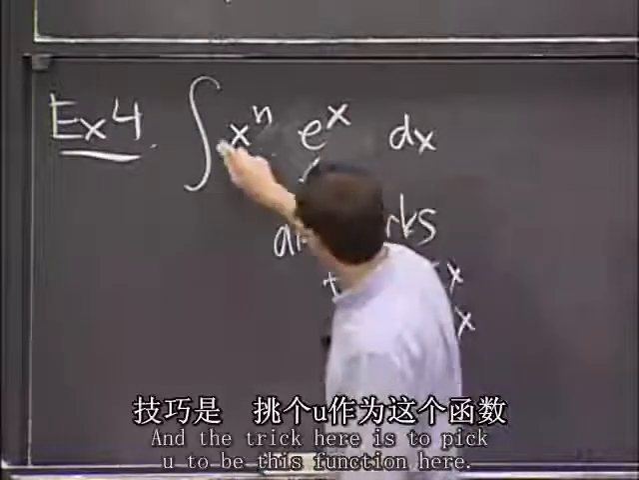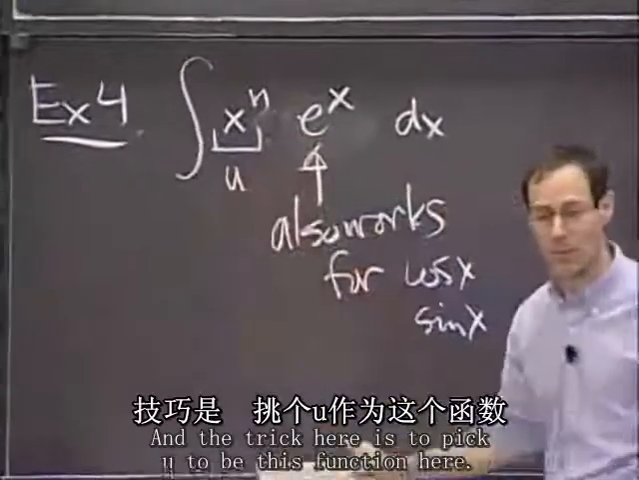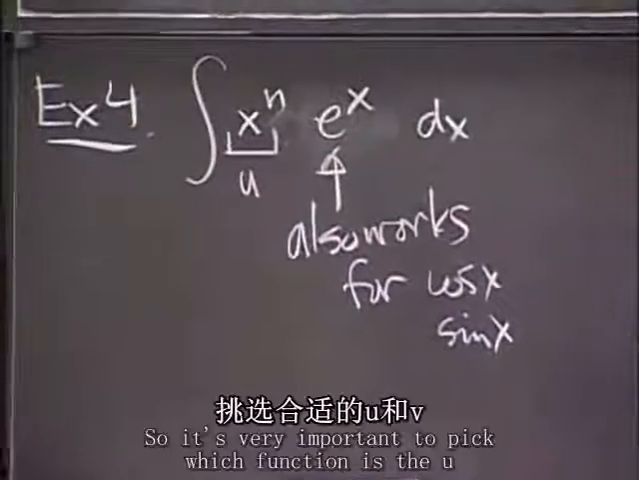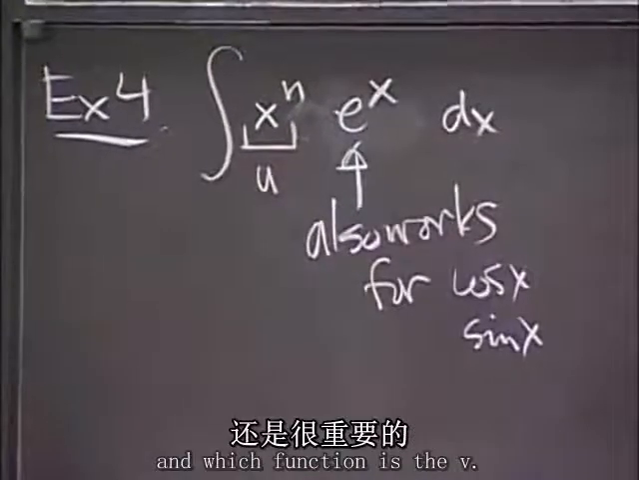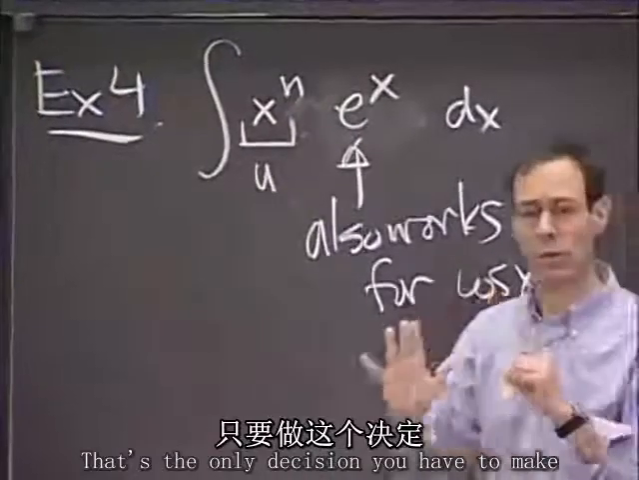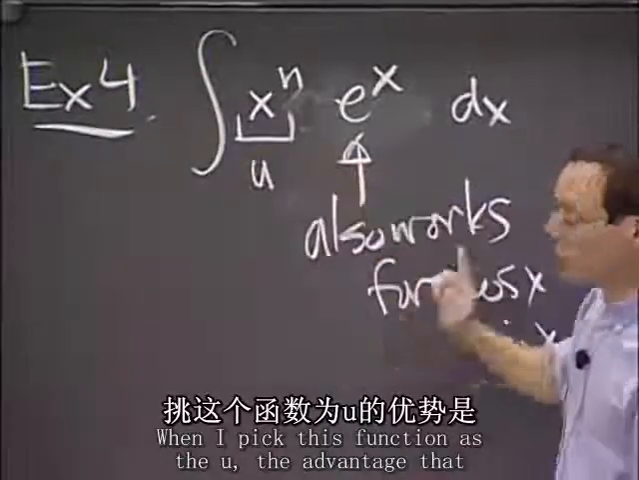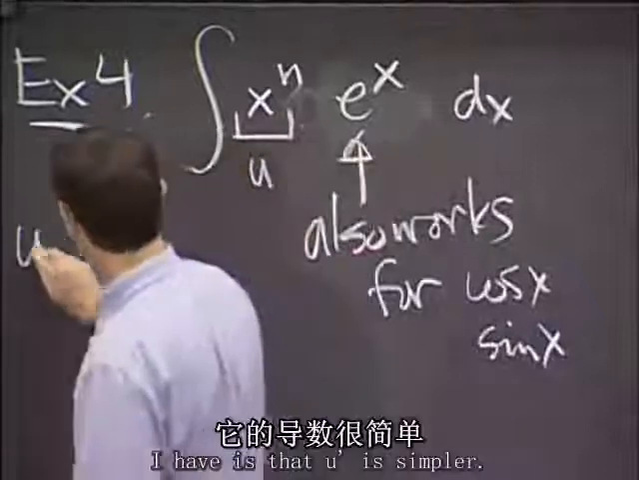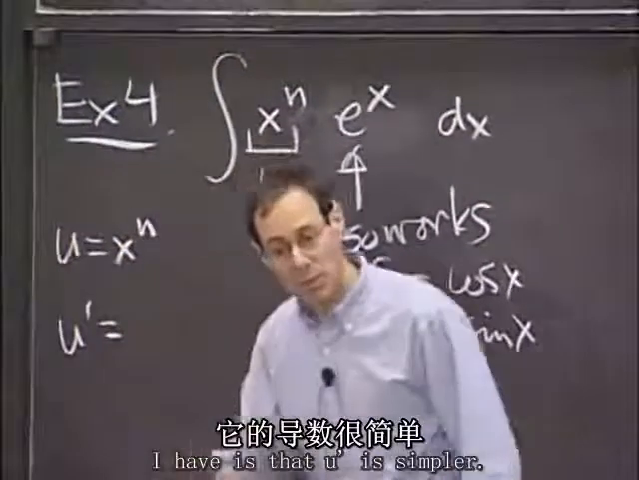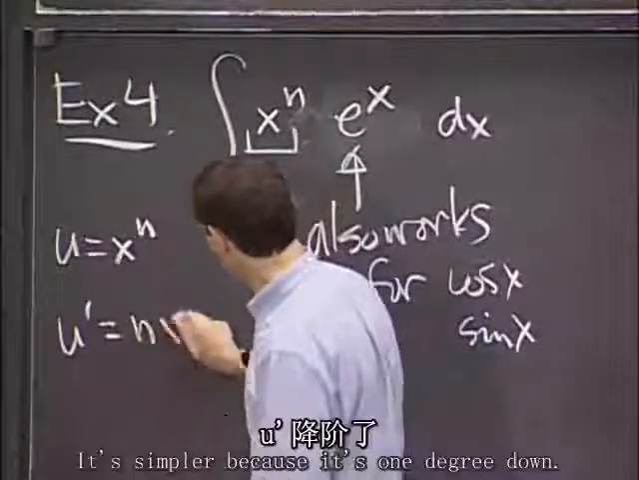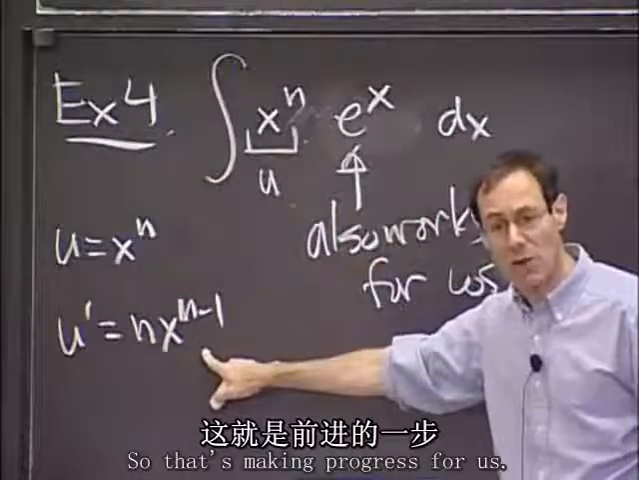And the trick here is to pick u to be this function here. And the reason is the following. It's very important to pick which function is the u and which function is the v. That's the only decision you have to make if you're going to apply integration by parts. When I pick this function as the u, the advantage that I have is that u prime is simpler. How is it simpler? It's simpler because it's 1 degree down. So that's making progress for us.